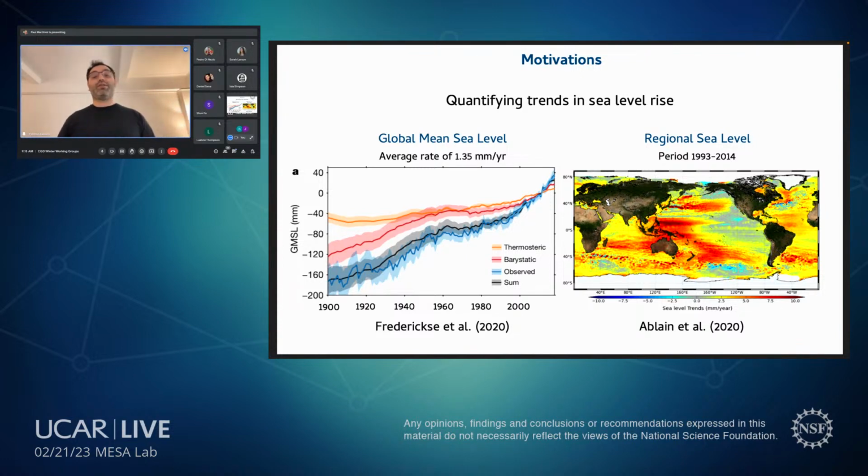On the other hand, if we look at regional sea level, here from altimetry from 1993 to 2014, we see that there is a lot of heterogeneity in these trends. And this heterogeneity comes mainly from local climate variability. So from local changes in winds, ocean patterns, ocean warming patterns, and modes of variability. Next.